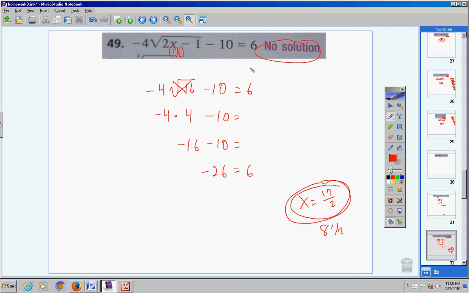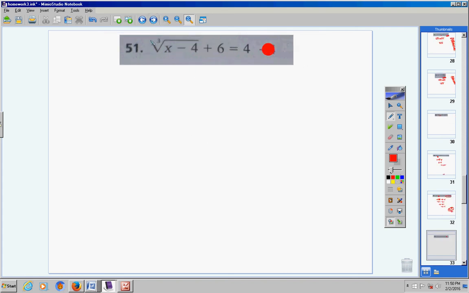Alright, we'll make this our last one for this part 1 of the review sheet video, number 51. Okay, step 1 is get the radical by itself. So simply bring the 6 over and make it a negative 6. So now I have the cubed root of x minus 4 equals negative 2. Now that I've isolated the radical, the next thing I want to do is get rid of my radical. Well, it's a cubed root, so I must raise it to the third power.